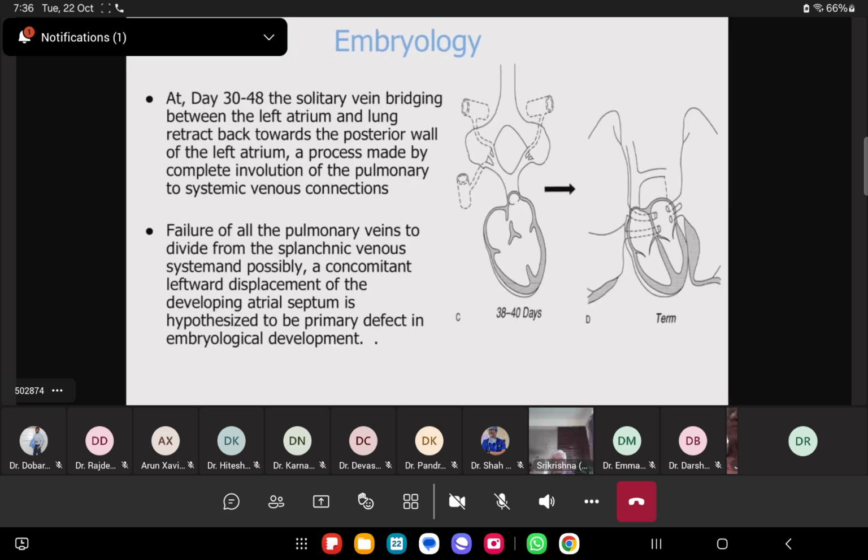At day 30 to 48, the solitary vein bridging between the left atrium and the lung retracts backwards towards the posterior wall of the left atrium, a process marked by complete involution of the pulmonary to systemic venous connections. Failure of the pulmonary veins to separate from the splanchnic venous system, and possibly concomitant leftward displacement of the developing atrial septum, is hypothesized to be the primary defect in the embryological development.